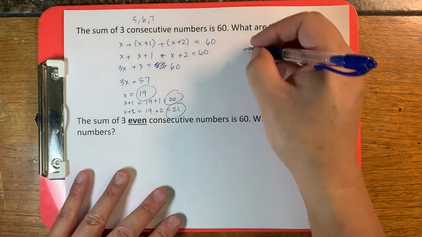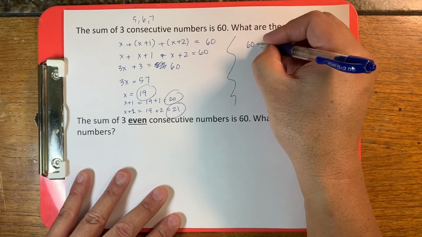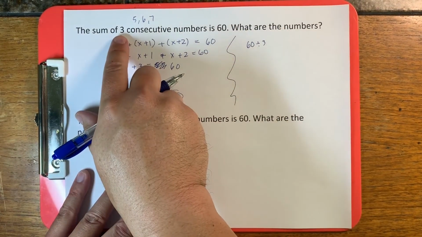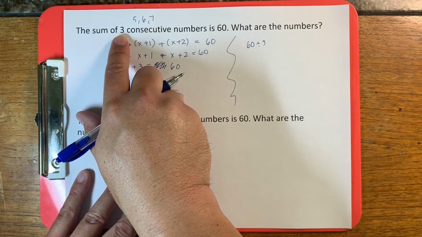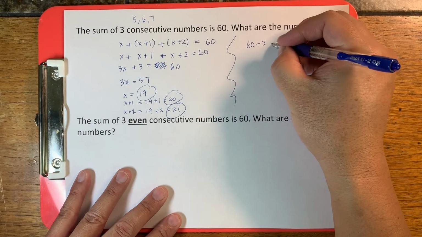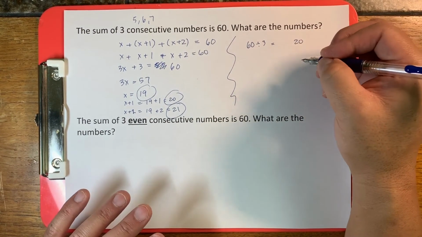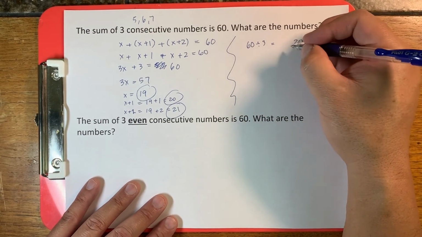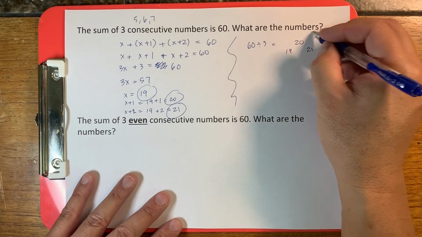Okay. Now, if we do that cheat method, if we look at 60, now we're going to divide by 3 because there's 3 numbers. Before we divided by 2 because there were 2 numbers. So we're dividing by 3, and that should give me the middle number. So 60 divided by 3 is 20. And if I ask you what are the consecutive numbers smaller and bigger than 20, you would give me 19 and 21. And that would be my 3 answers.